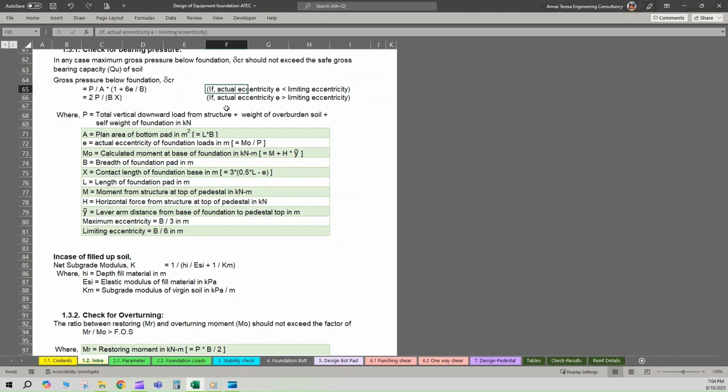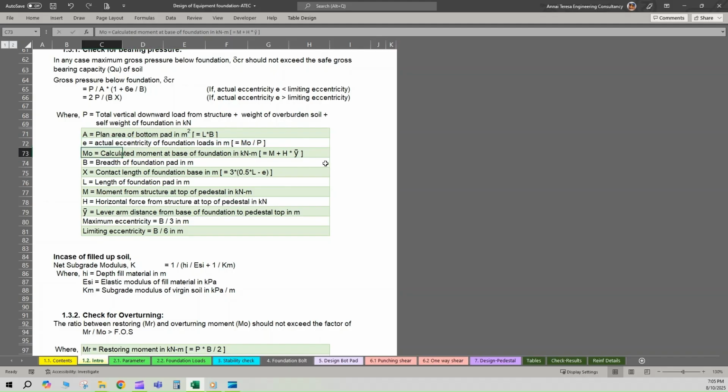So the first condition is if the actual eccentricity which we are calculating is less than the limiting eccentricity, then we need to follow this equation, that is P divided by A into (1 plus 6E divided by B). Here P is the vertical load which is going to apply on the foundation. A is the area of the bottom slab, area in plan L into B. L is the length and B is the breadth of the foundation pad. Whereas E is the calculated eccentricity, which is based upon the moment applied on the foundation at the base divided by the total vertical load P.